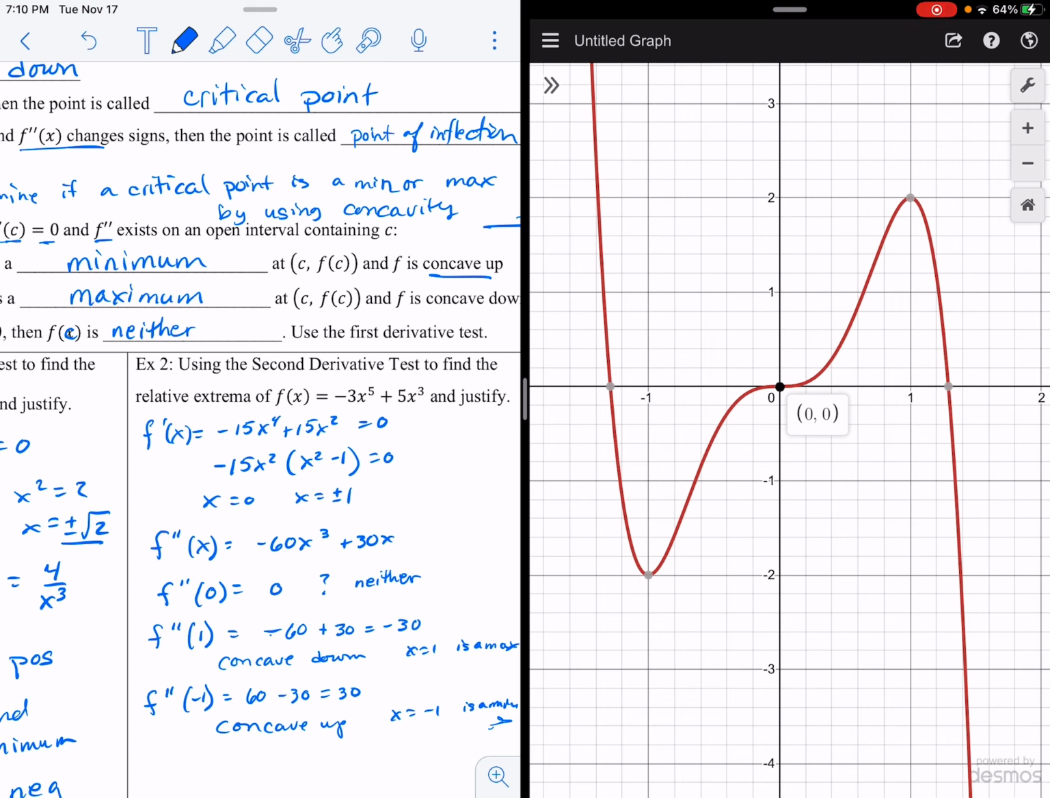Little side note, when you're working on your quiz, you put your function in and you've got to know where it's increasing and decreasing. We're decreasing, we're increasing, we're decreasing. You can look at the graph and then use your calculus to show that it works.